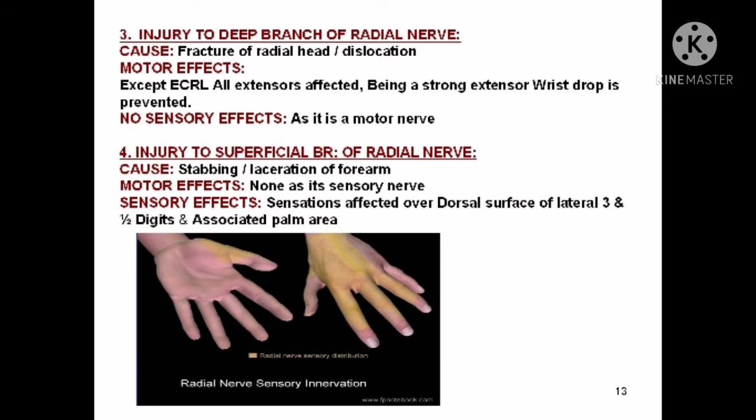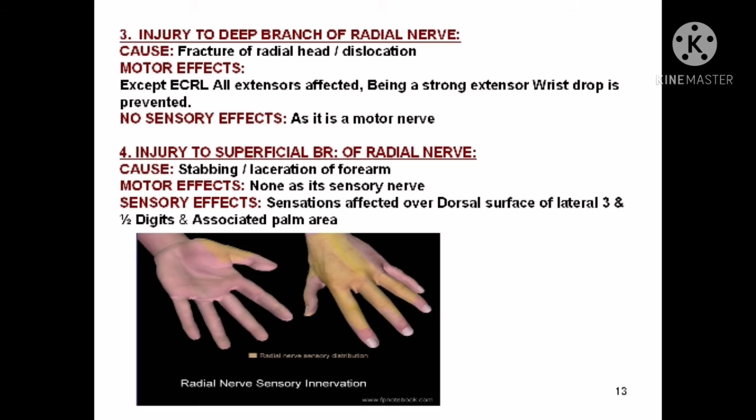Number 3, injury to the deep branch of the radial nerve. The cause is fracture of the radial head or dislocation. The motor effects: all the extensors are paralyzed except the ECRL, or extensor carpi radialis longus muscle, which is spared because it receives its motor supply from the radial nerve right above in the arm. Thereby it prevents the wrist from dropping. There is no sensory loss because it gives no sensory branch.